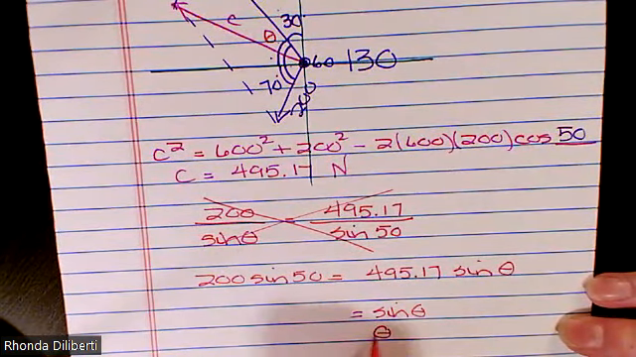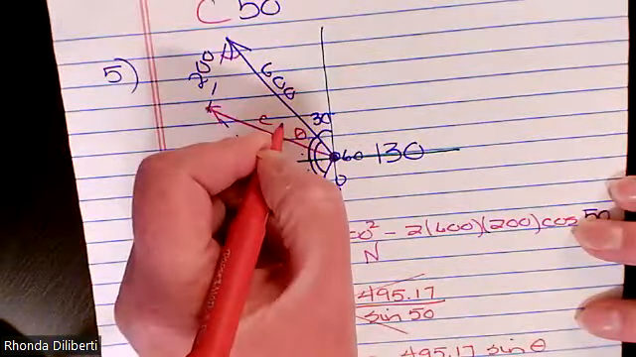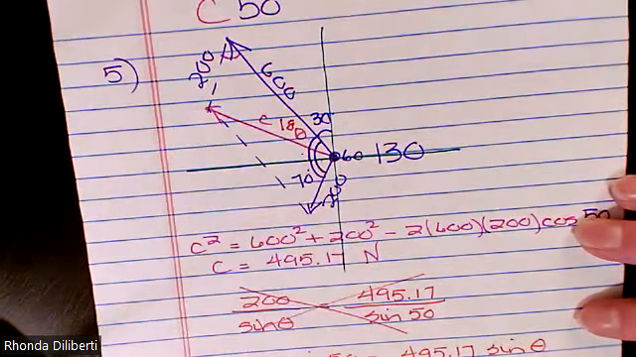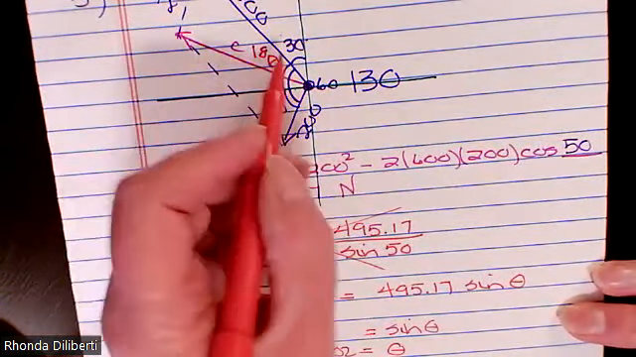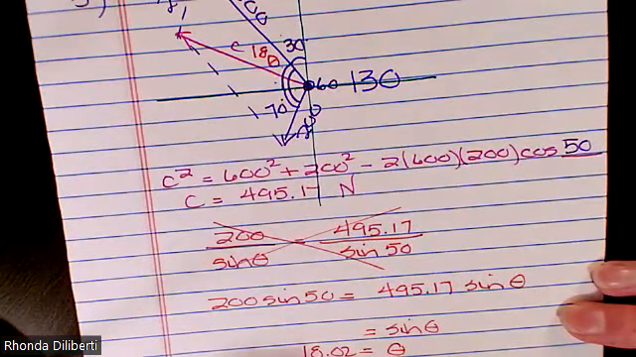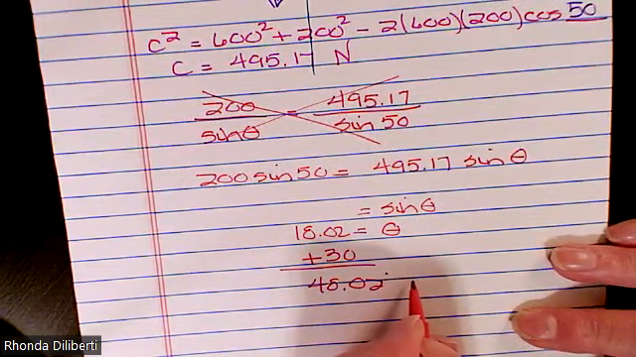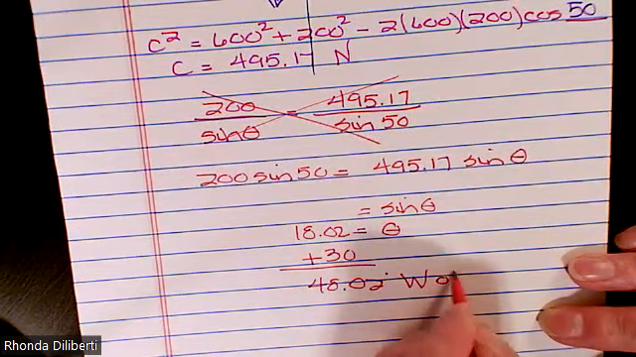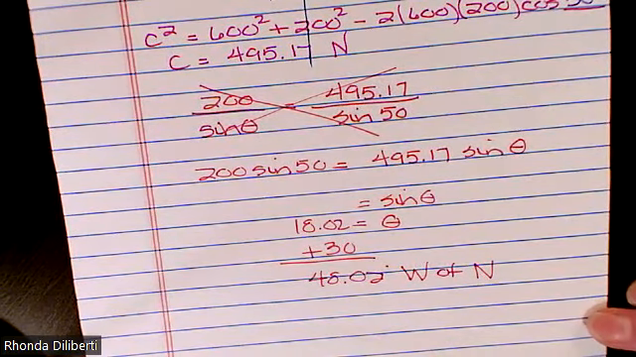So theta equals 18.02. But that's not the answer. That's just this little angle here, 18.02. I'll just write 18. So I need to tell somebody where the chair is going to go. So I'm going to add it to this 30. So plus 30. And now I'm going to get 48.02 degrees. And I'm going to call that west of the north line. 48 degrees west of north.